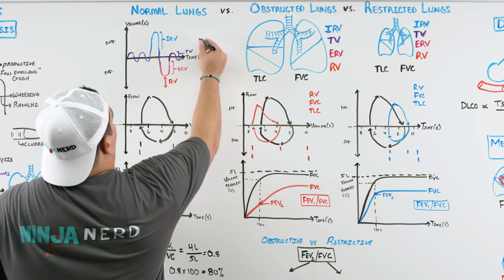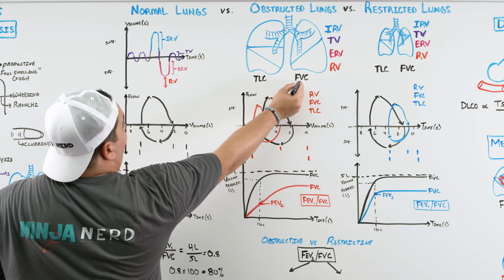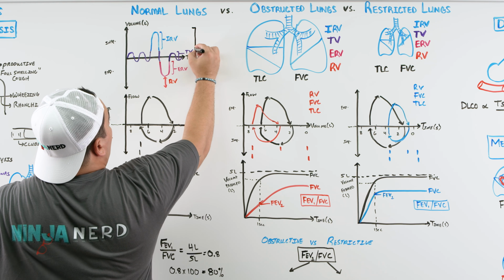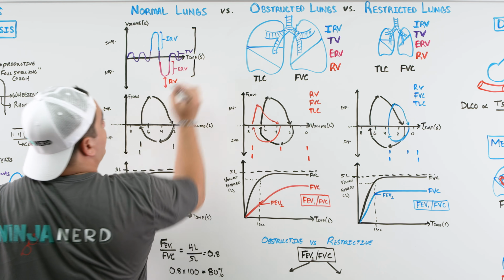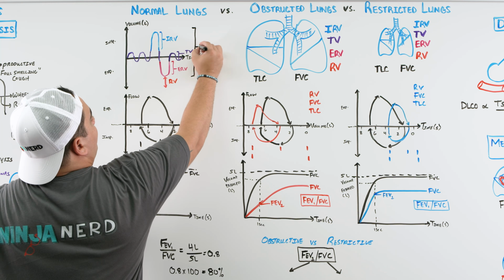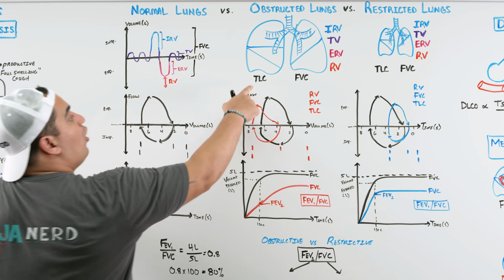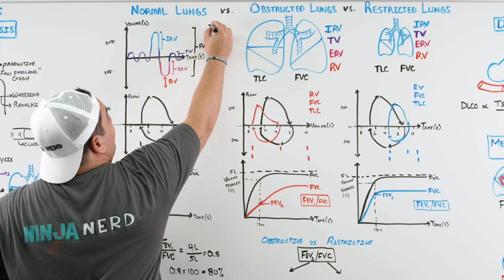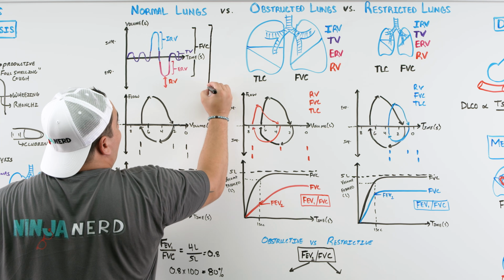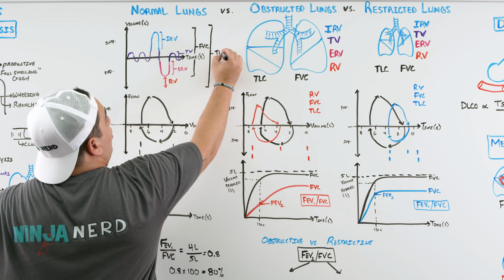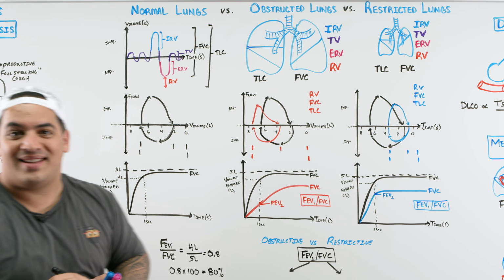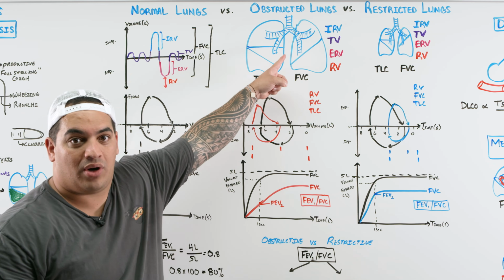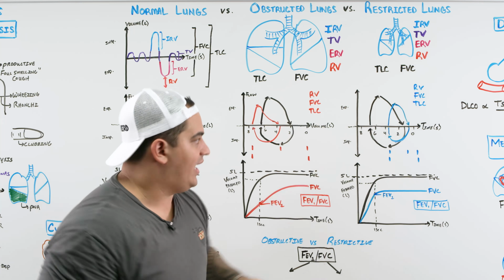What I want you to remember is that forced vital capacity, FVC, is the combination of your inspiratory reserve volume plus your tidal volume plus your expiratory reserve volume. This is called your forced vital capacity. Your total lung capacity is your forced vital capacity plus your residual volume. So if I go all the way from here down to my residual volume, this is called my total lung capacity. What I want us to now understand is what happens to all of these volumes in a patient who has obstructed lungs versus restricted lungs. Let's take a look here.